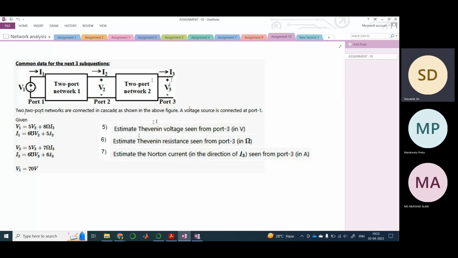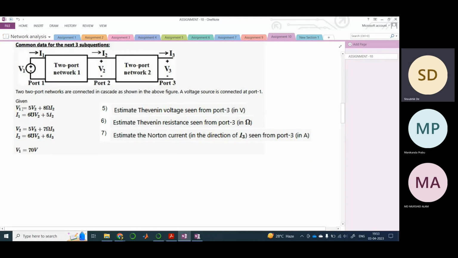Okay. So see here, if you match with what we have used, these IV equations are given for the first port and for the second port. And now there are three questions. Estimate the Thevenin voltage from port 3, the Norton current from port 3, and the Thevenin resistance from port 3.